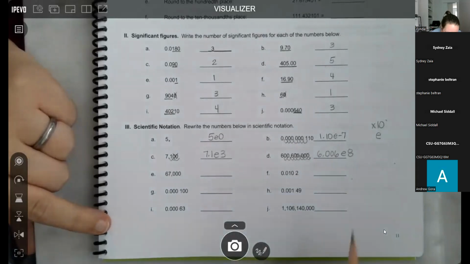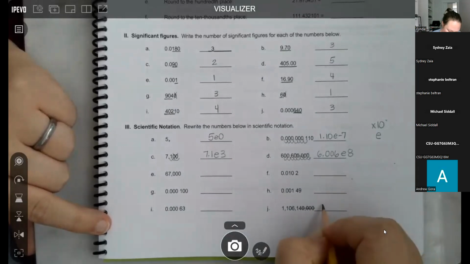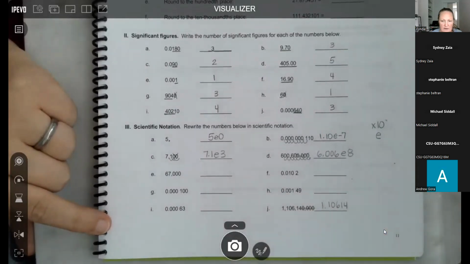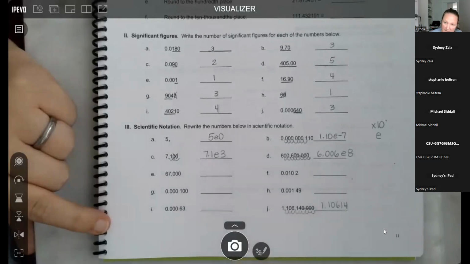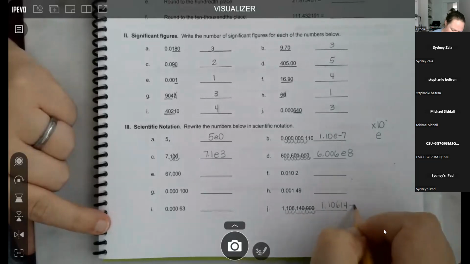Okay, so all these trailing zeros don't count because there's no decimal place there. So when we convert it, we're going to go with 1.10614, and no zeros at the end because those are insignificant. And then as I move my decimal place over, 1, 2, 3, 4, 5, 6, 7, 8, 9, so e to the 9.